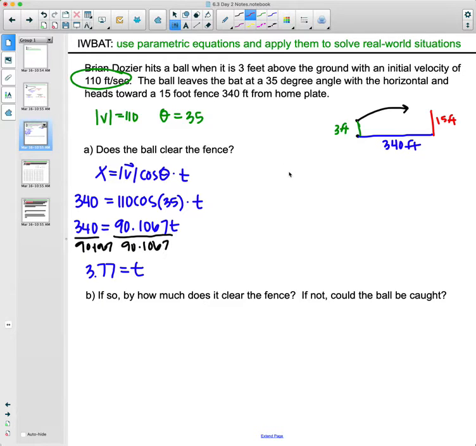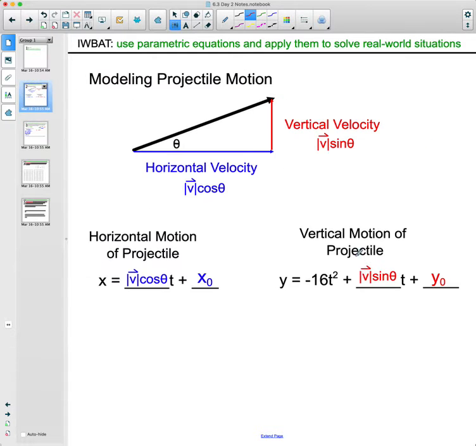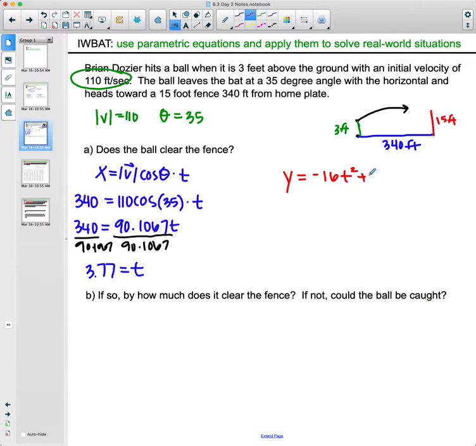So now what we'll do is we'll plug 3.77 into our vertical equation, into the y part, to see how tall or where is the ball's height after 3.77 seconds. Okay, so the equation here is going to be negative 16t squared plus the velocity times sine. The velocity was 110 sine of 35 times t plus the initial height. And the initial height when we hit this ball was 3 feet above the ground.